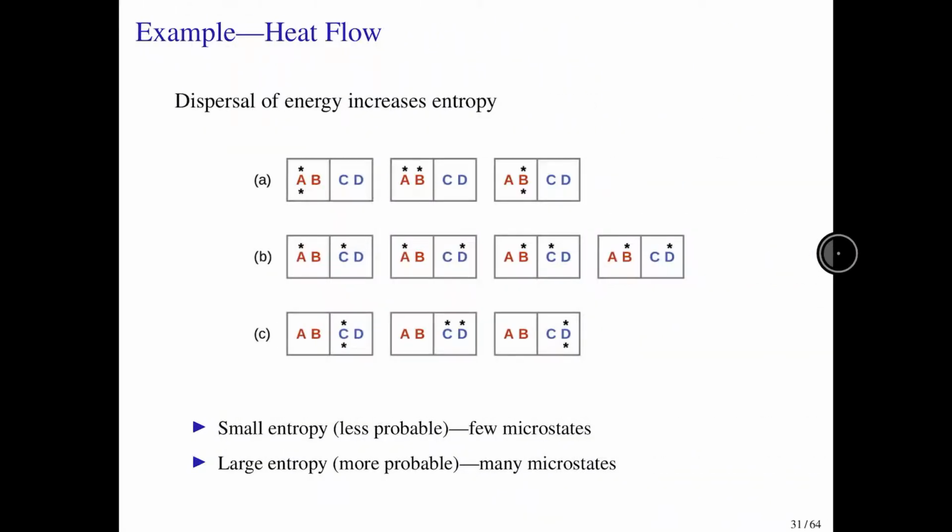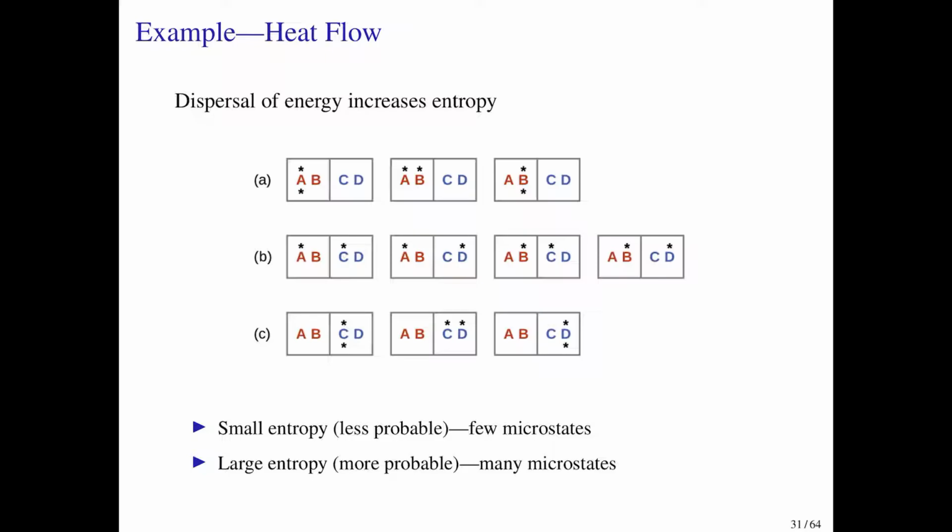Here we have another example. This one involves the dispersion of energy. We have an object that consists of 2 halves, and we'll suppose that each half has two molecules. So there's molecules A, B, C, and D in this system. And the stars in these figures represent units of thermal energy.